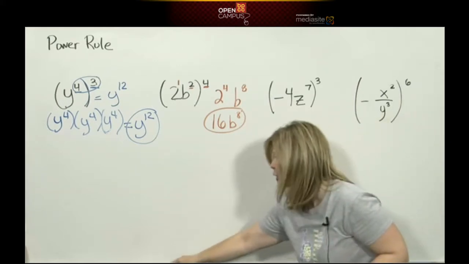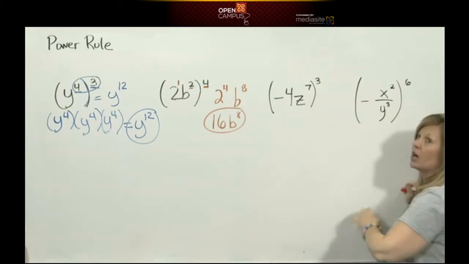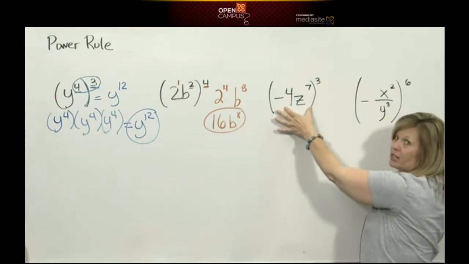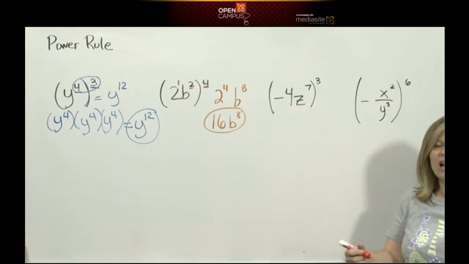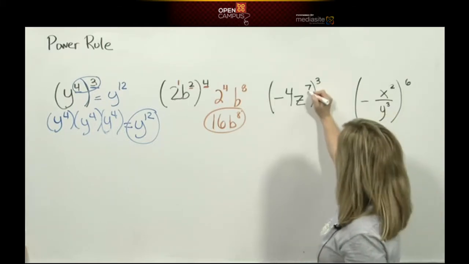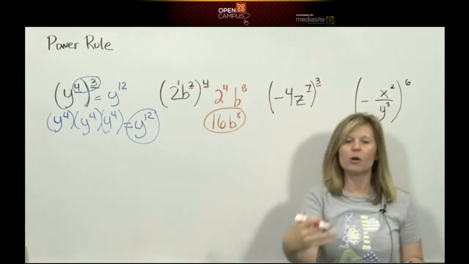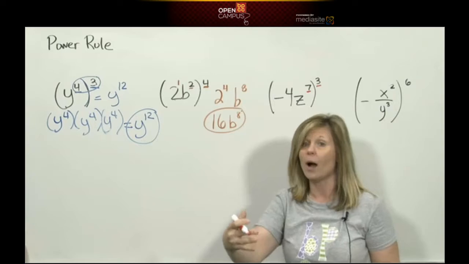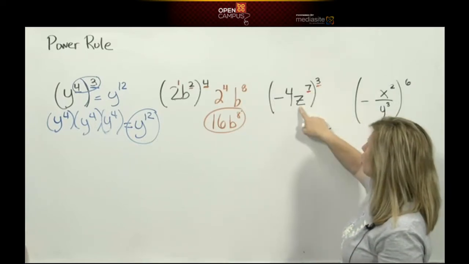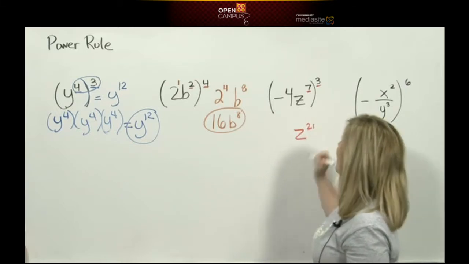Okay, next term. I have negative 4z to the 7th, cubed. I could write this out 3 times, but if I want to save the time, we're going to do the power rule. The part that you all get right is you see the exponent 7, you see the exponent 3. You all know 7 times 3 is 21. That exponent 21 belongs only to the z. So that's z to the 21st power.